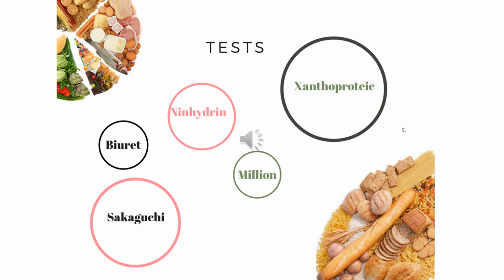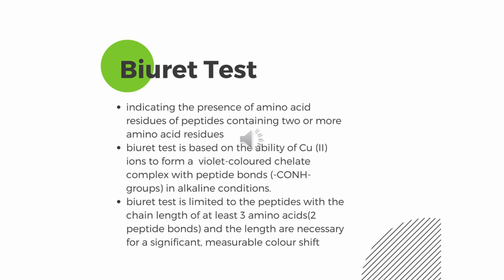There are various tests for proteins, such as Xanthoproteic, Millon test, Sakaguchi test, Biuret test, and Ninhydrin test. The first test that we will discuss is Biuret test. It is used to indicate the presence of peptides containing 2 or more amino acid residues.